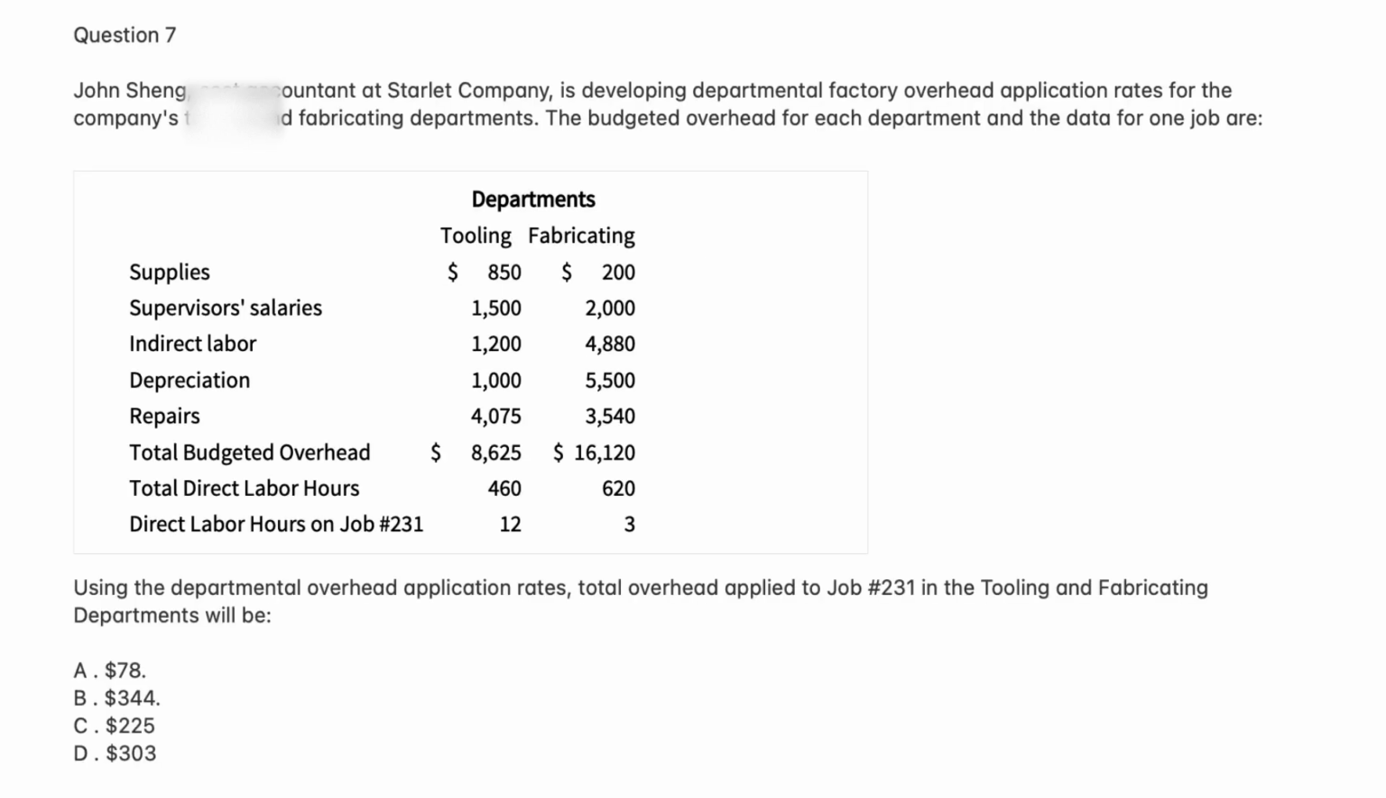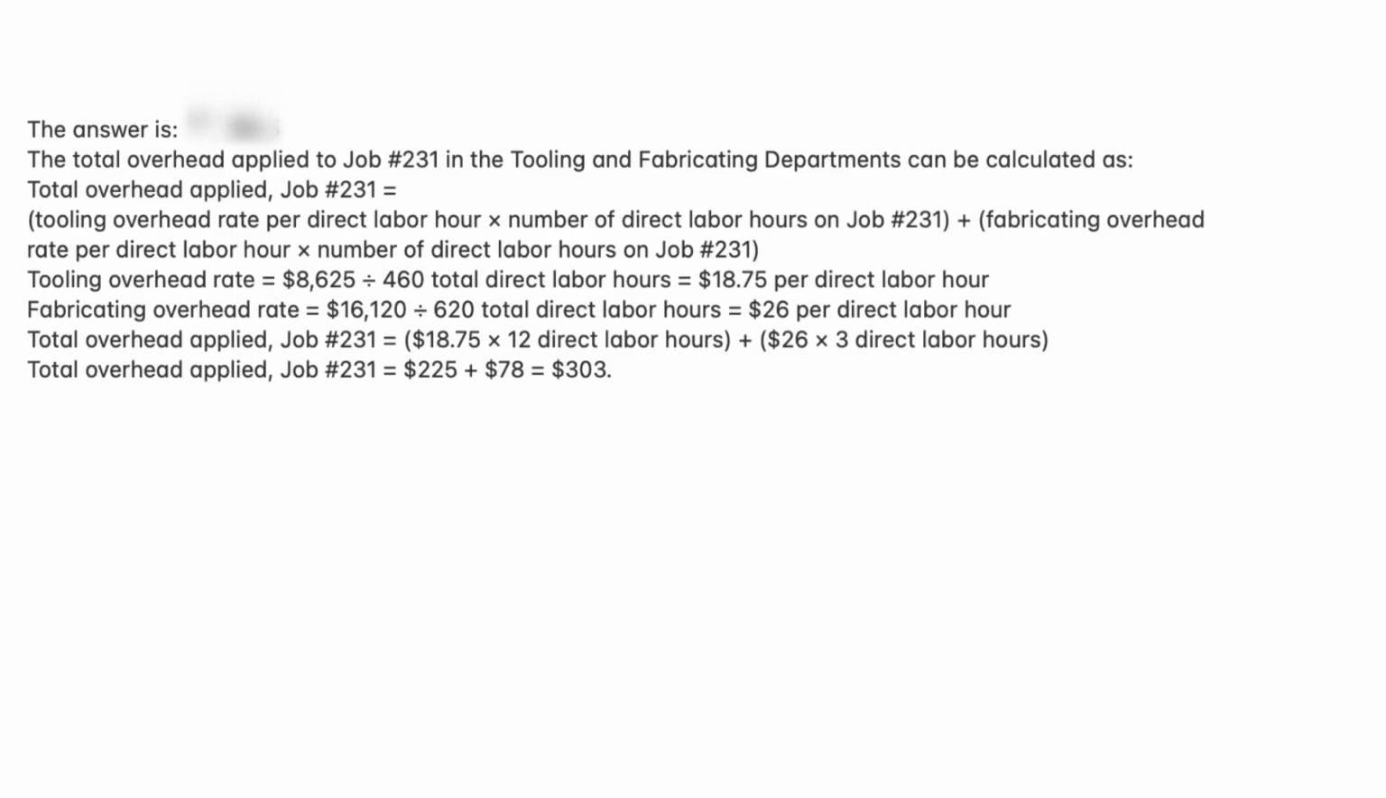Question 7. John Shing, cost accountant at Starlet Company, is developing departmental factory overhead application rates for the company's tooling and fabricating departments. The budgeted overhead for each department and the data for one job are given. Using the departmental overhead application rates, total overhead applied to job number 231 in the tooling and fabricating departments will be A. $78, B. $344, C. $225, D. $303. The answer is C.